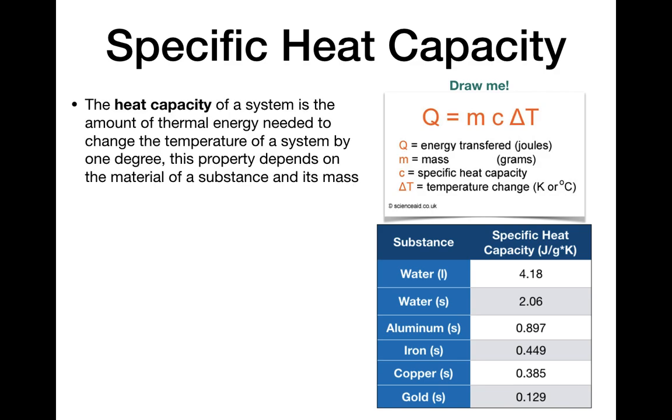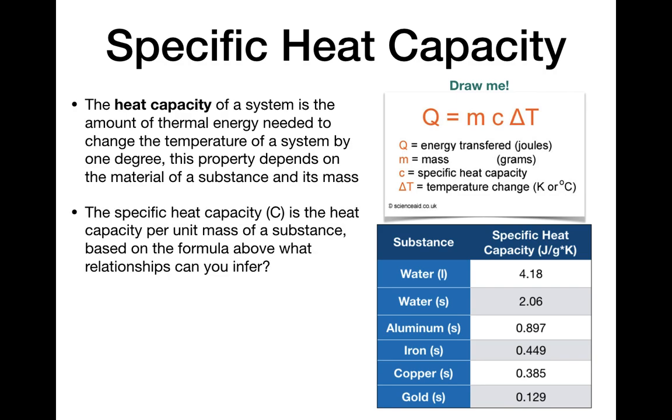So heat capacity is the amount of thermal energy, remember thermal energy is kinetic energy of the particles of a system, needed to change the temperature by 1 degree. And this property, the heat capacity of a substance, depends on a couple things. It depends on the material itself. Different materials have different heat capacities based on the way that particles are arranged in them, which elements there are, a whole bunch of factors, and the mass of that substance as well.